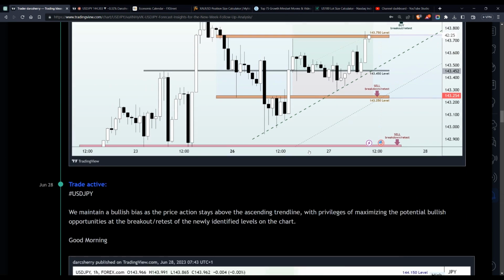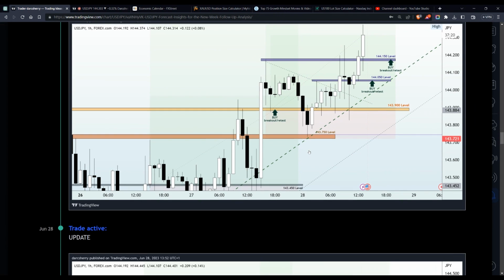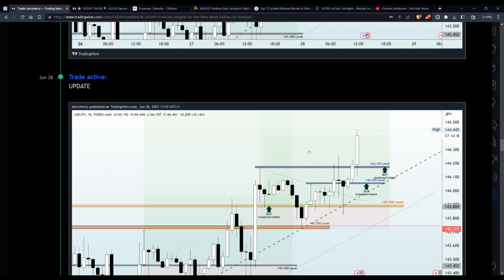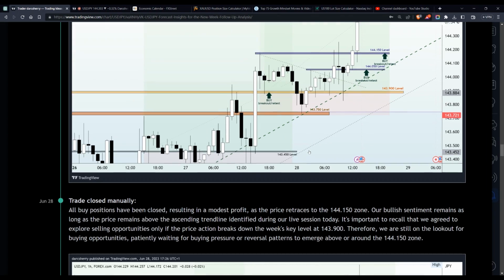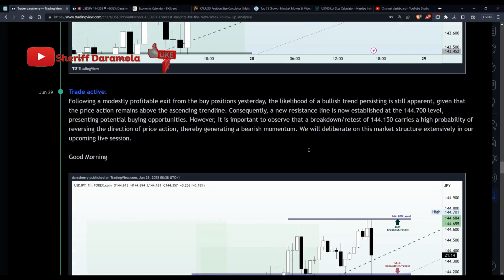So it was more of buying the USDJPY during the first half of last week as we were able to capitalize on this opportunity by adding more positions at the breakout of key structures.